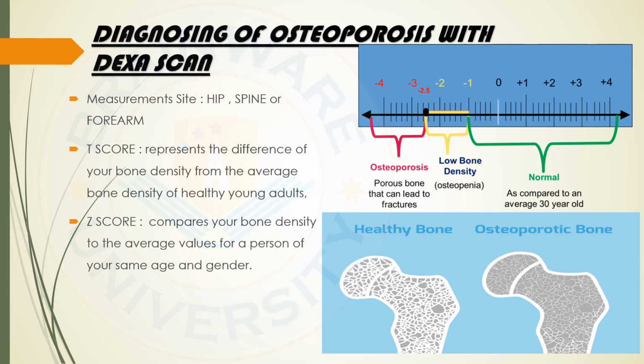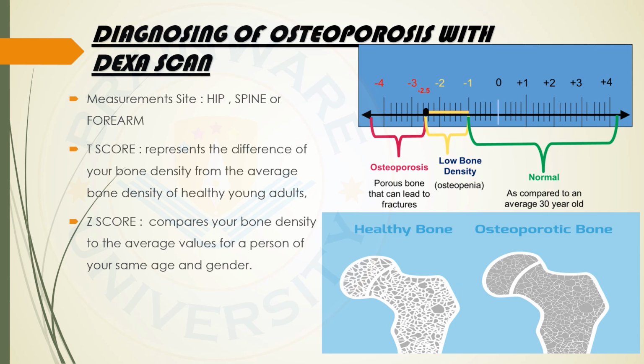The first one is the T score. What is T score? It represents the difference of your bone density from the average bone density of healthy young adults. That means your bone density will be compared with the bone density of an average young adult. And the second one is the Z score. So how is the Z score compared? Z score compares your bone density to the average values for a person of your age and your same gender. That means if your age is 21, your bone mineral density will be compared with that of a 21-year-old, and the gender will also be the same as yours.